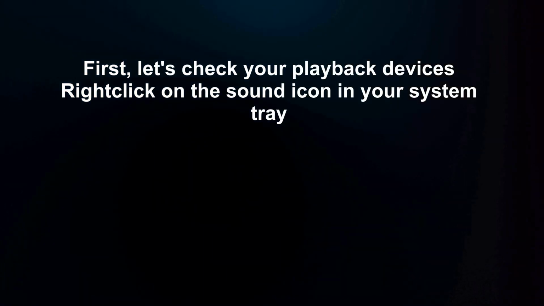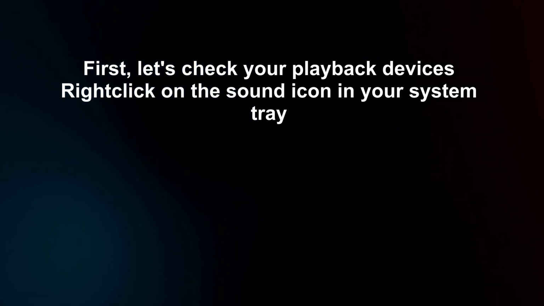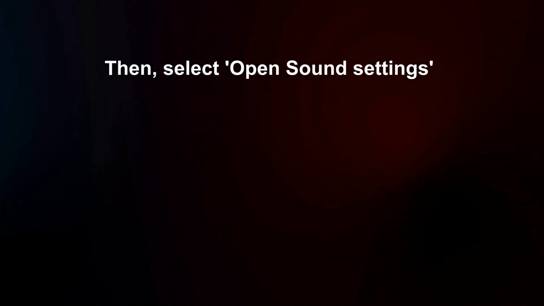First, let's check your playback devices. Right-click on the sound icon in your system tray. Then, select Open Sound Settings.